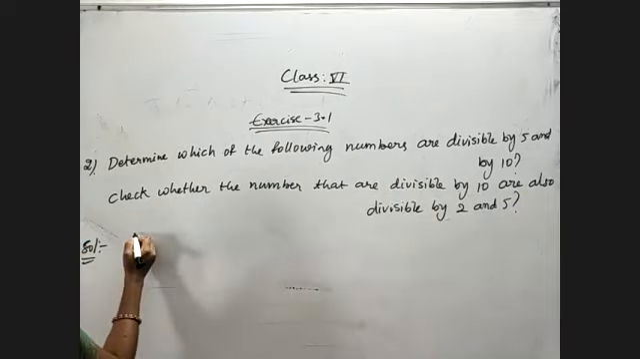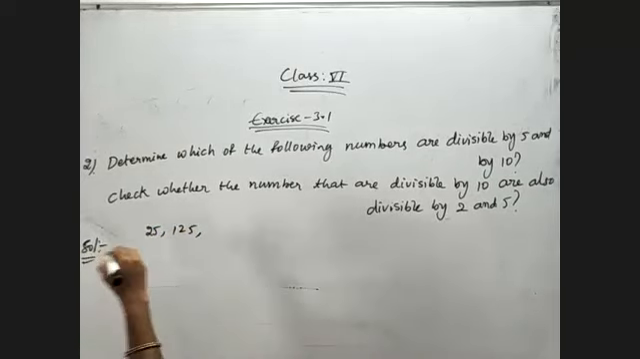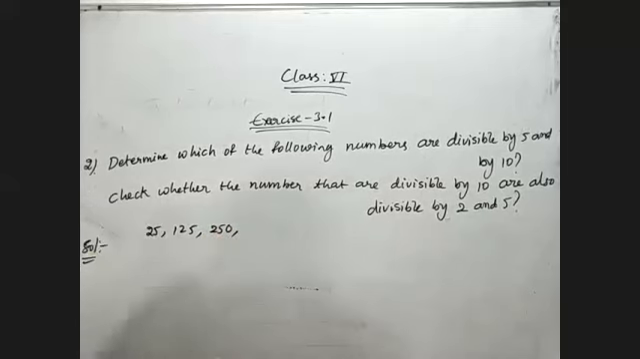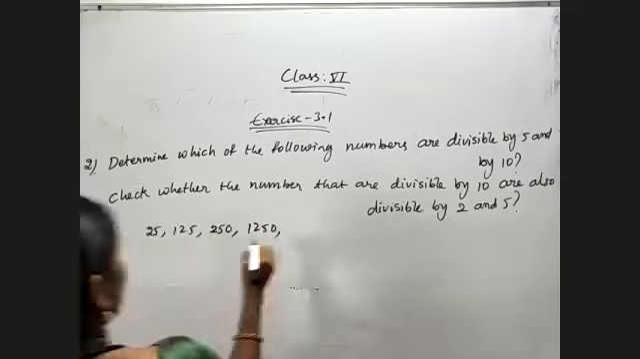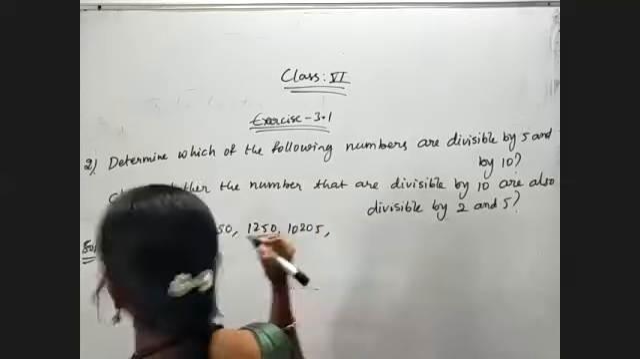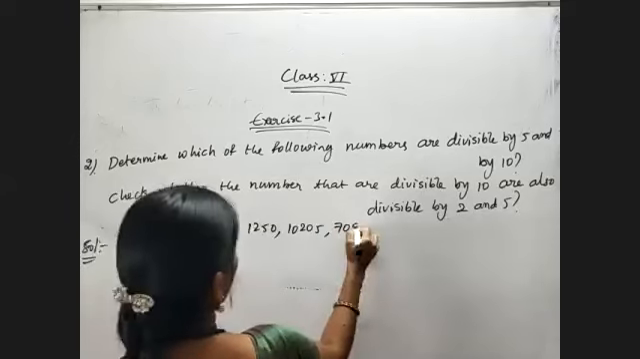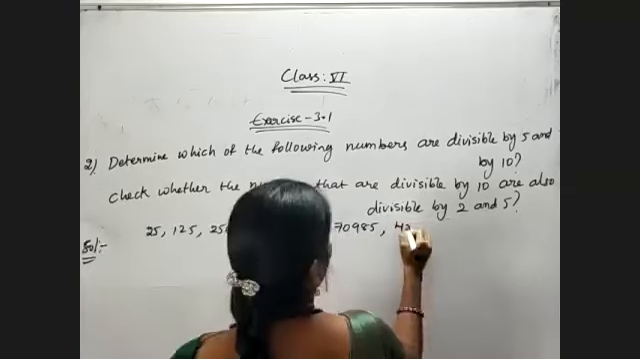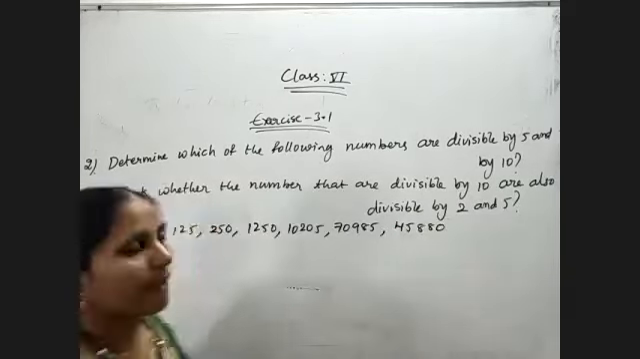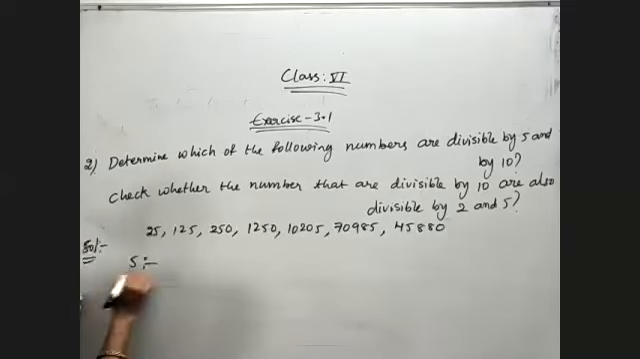For this, what are the given numbers? First of all, list: 25, 125, 250, 1,250, 10,205, 70,985, 45,880. Okay. Now just observe what is the divisibility rule of 5.